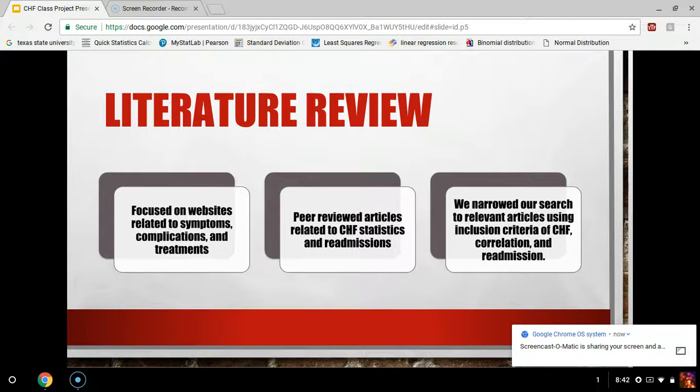For our research, the literature review that we did focused on websites related to symptoms, complications, and treatments. We researched peer-reviewed articles related to CHF statistics and readmissions, and we narrowed our search to relevant articles using inclusion criteria of CHF, correlation, and readmission.